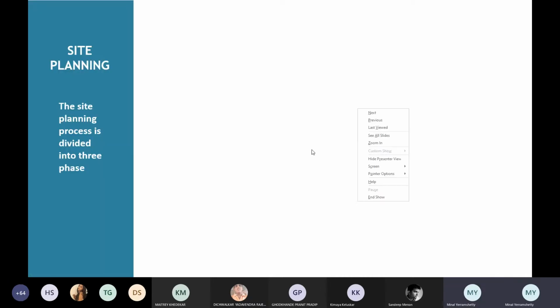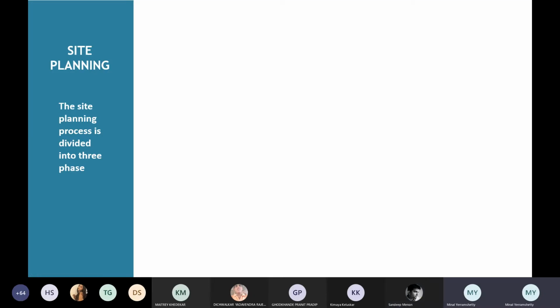Okay, can you see my screen? One second. Yeah, guys, one second. I don't know why this thing is... Yeah, we can see the site planning. Fine, but I can't. Okay, fine, I got it.